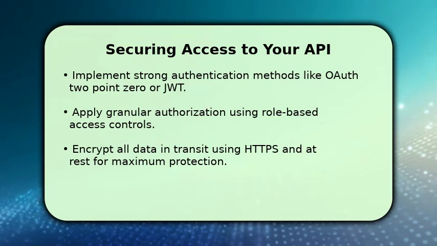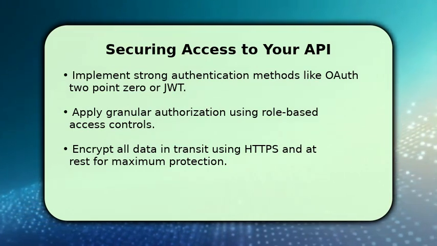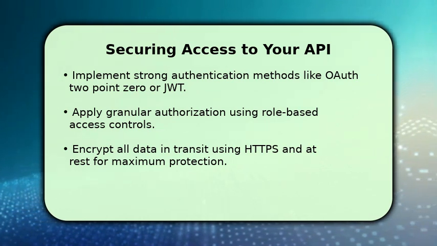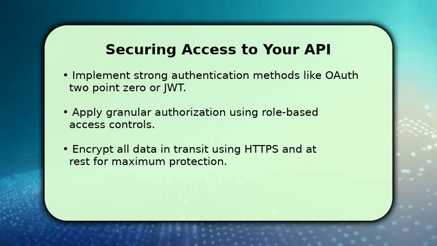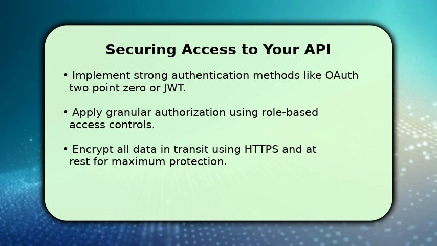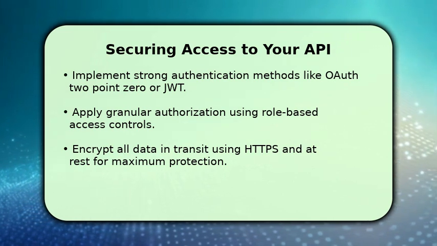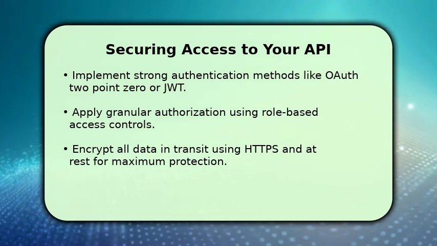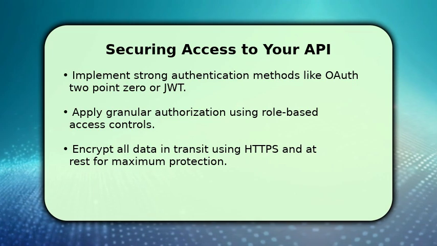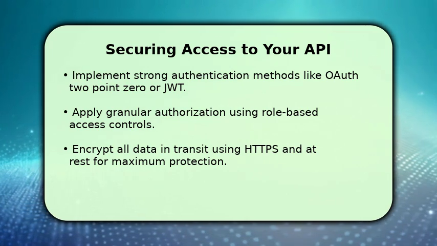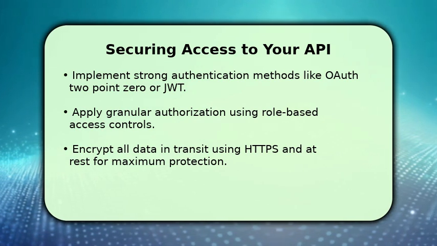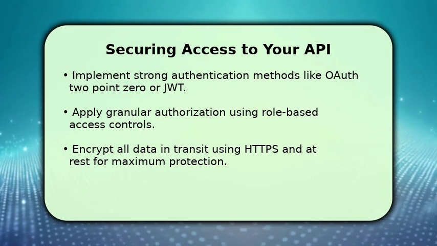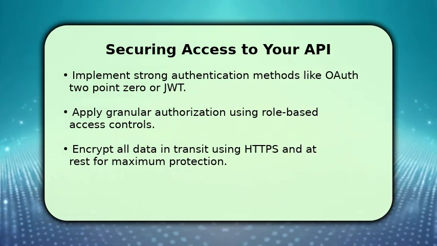Securing your private API is paramount. Employ robust authentication methods such as OAuth 2.0 or JSON Web Tokens, often called JWTs, to verify user and application identities. Beyond authentication, implement granular authorization with role-based access controls, ensuring users only access what they are permitted to see. Always encrypt data, both when it's moving across networks using HTTPS and when it's stored, providing comprehensive data protection.